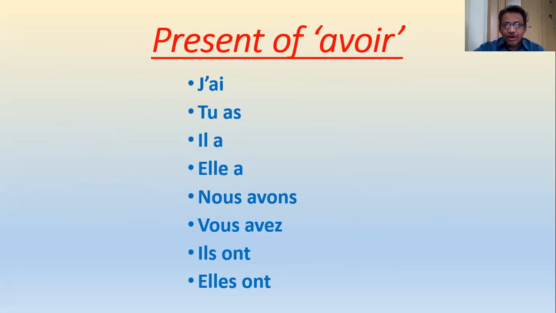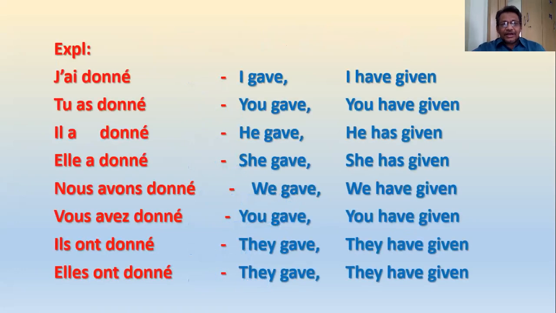present tense. Now, the conjugation of avoir in present tense, I believe you all know. J'ai, tu as, il a, elle a, nous avons, vous avez, ils ont, elles ont. This is the present tense conjugation of avoir. Now, this is how a passé composé sentence is written. You write the subject, then conjugate the verb avoir in present tense, j'ai, donner. Donner means to give. And the past participle of donner is used. J'ai donné. This is passé composé.